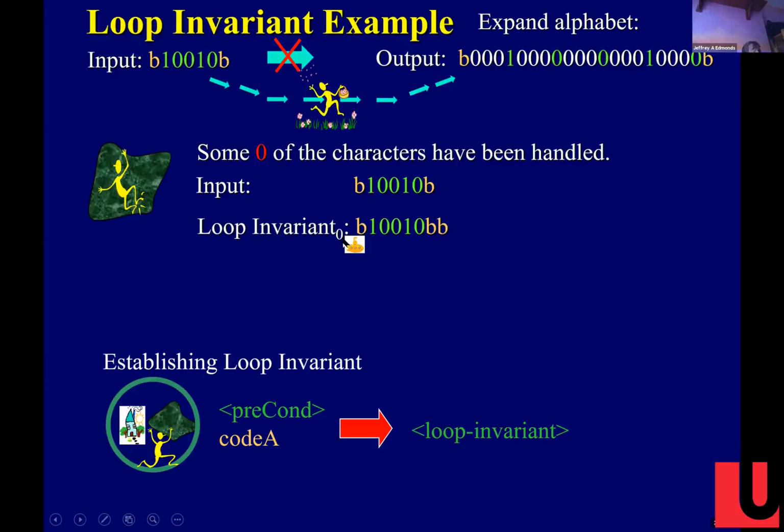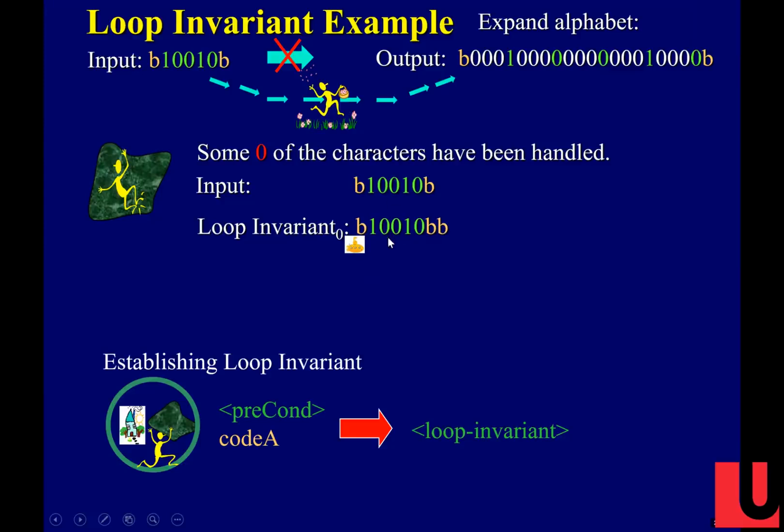What's 0? 0 is i equals 0. That means that I've iterated 0 times. That means I've handled 0 characters. So what is my input? What does my tape look like? Well, I've blanked out 0 of them, and I've put 0 of the answers past the blank, right? So this is what it's going to look like when I'm at the top of the loop. Everybody agree with that? That this is loop invariant 0?